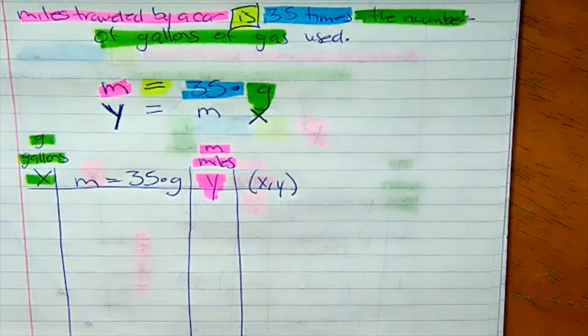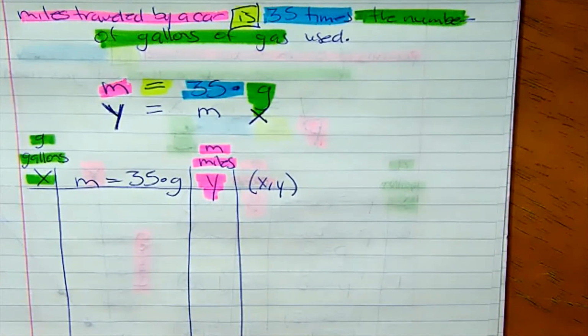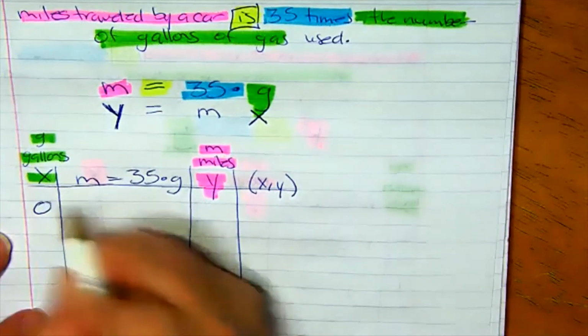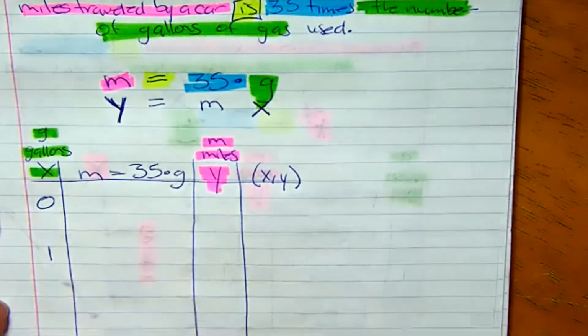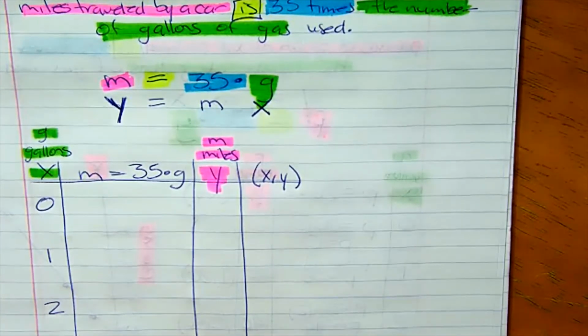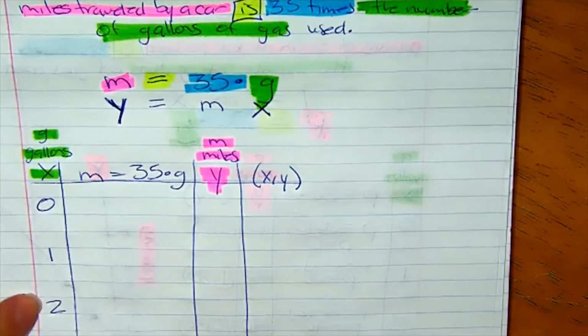So now let's think about this. Can we put in negative gallons of gas? Is it possible to put into a car negative gallons of gas? It doesn't make sense. So we're going to start with 0 gallons of gas, 1 gallon of gas, and 2 gallons of gas, because we can't put in negative gallons of gas. So we're only dealing with the positives.